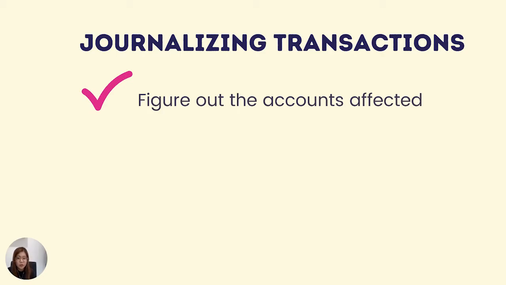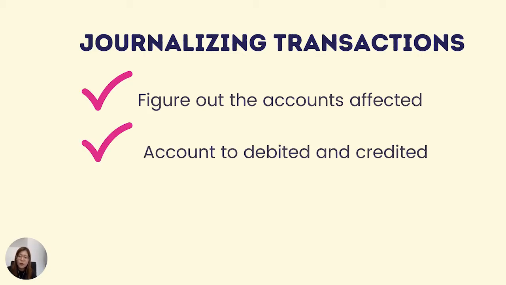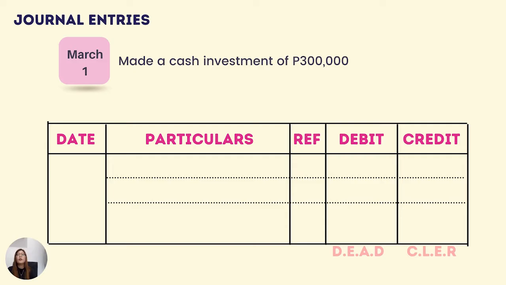First, we have to figure out the accounts affected. So, in analyzing transactions, we have to identify ano accounts ba yung gagamitin natin. Pag nalaman na natin what are the accounts affected, let's identify kung nag-increase ba siya or nag-decrease so that we will know which account should we debit and which account should we credit. Of course, using our guide, yung dalawang important terms na sinabi ko kanina na D.E.A.D tsaka yung C.L.E.R. Okay? So, yan.